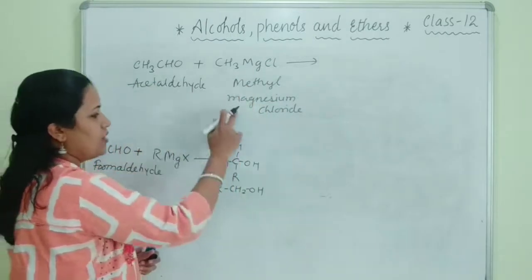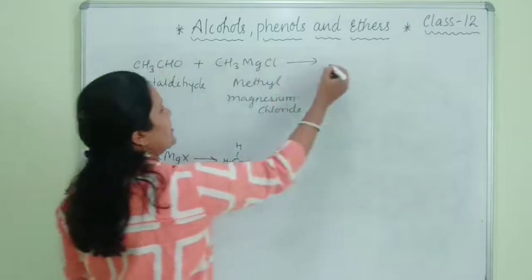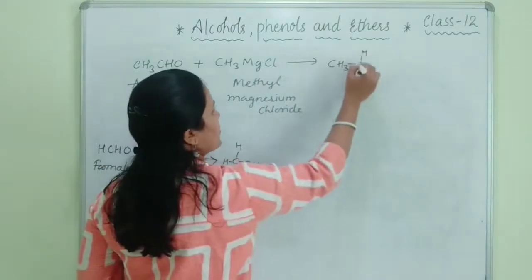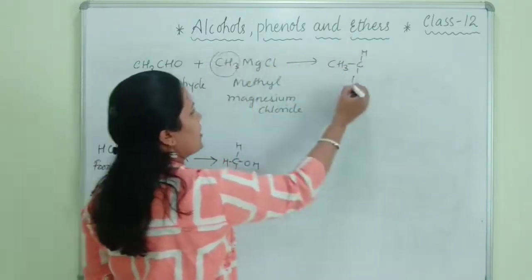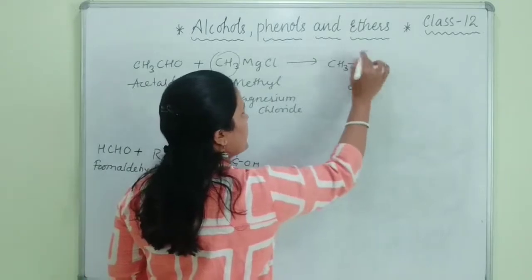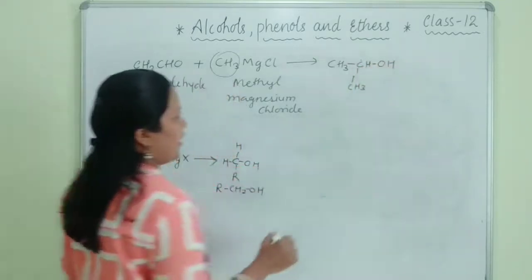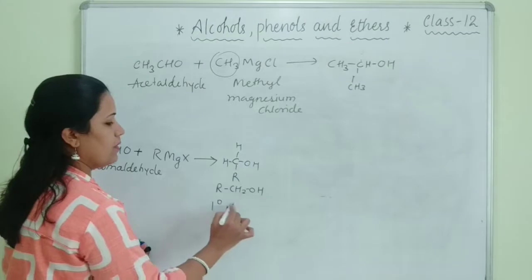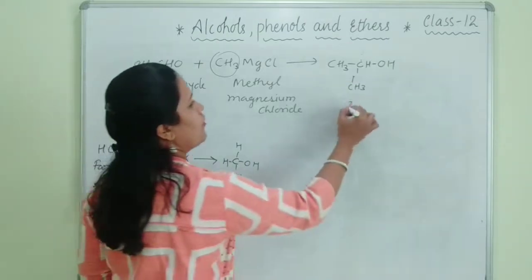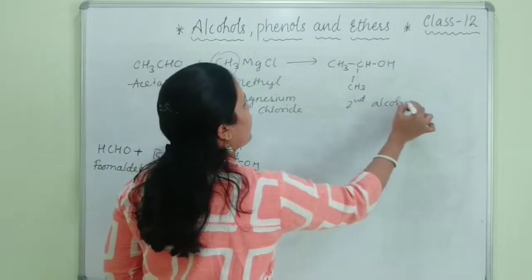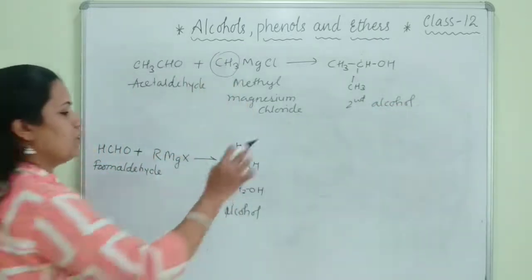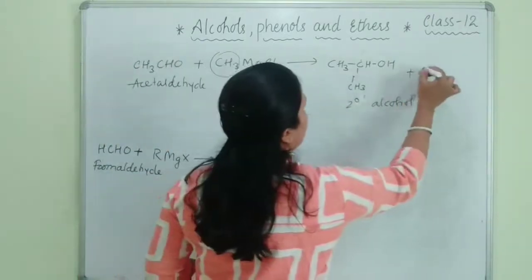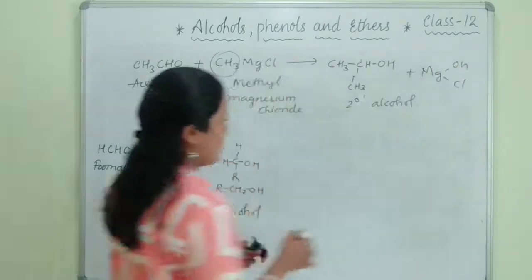When acetaldehyde reacts with this, we get the product CH3C, then one H, and one R. In place of R, CH3 is there. So CH3, CHOH. Here in the earlier case we got a primary alcohol, and in this situation we got a secondary alcohol. And the byproduct would be MgOH and Cl.